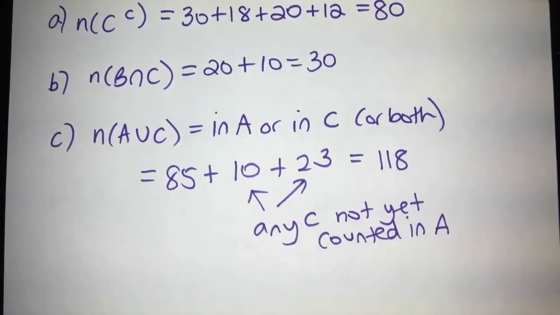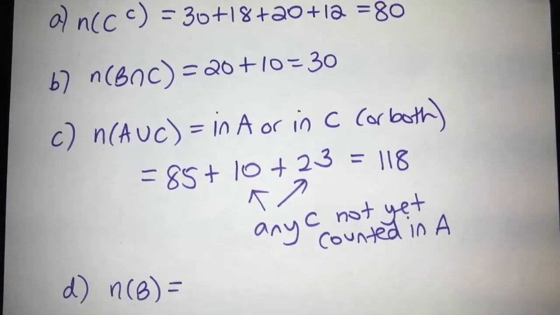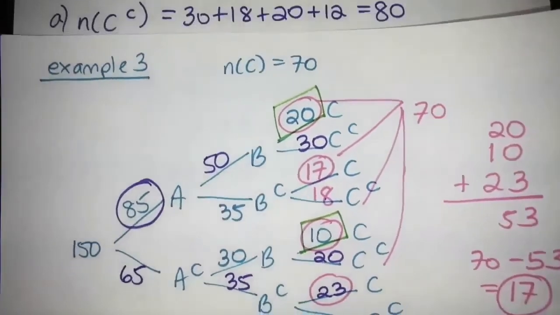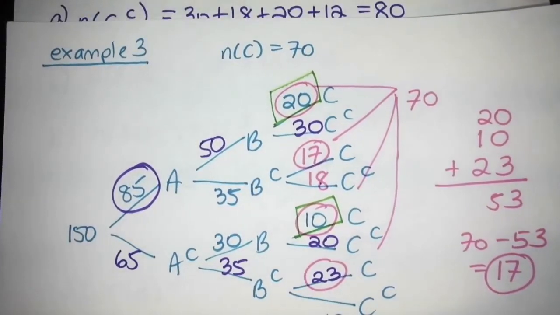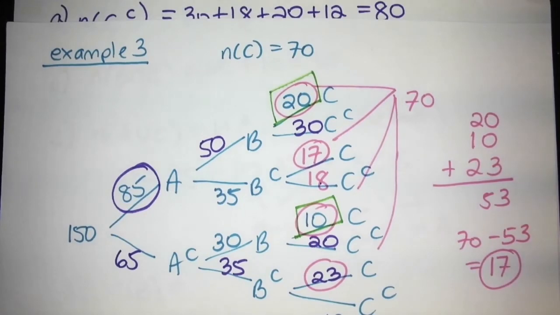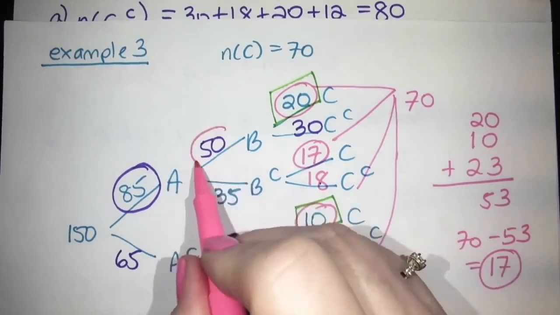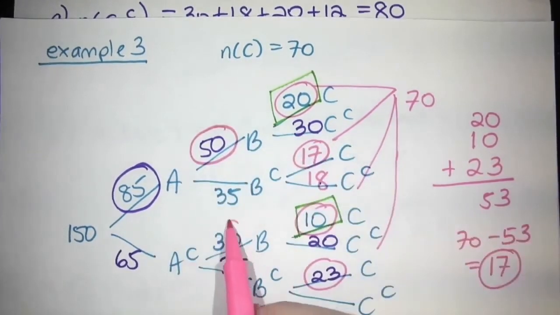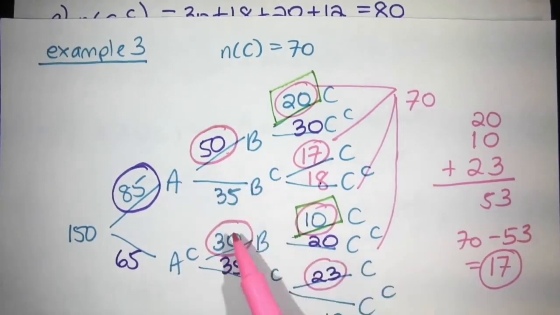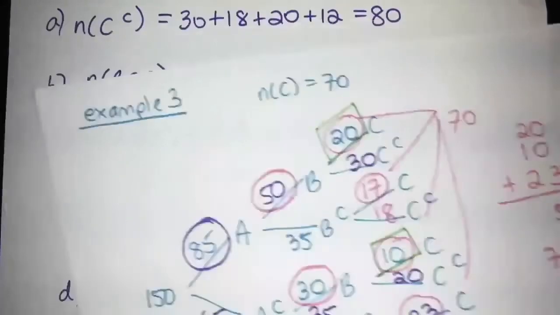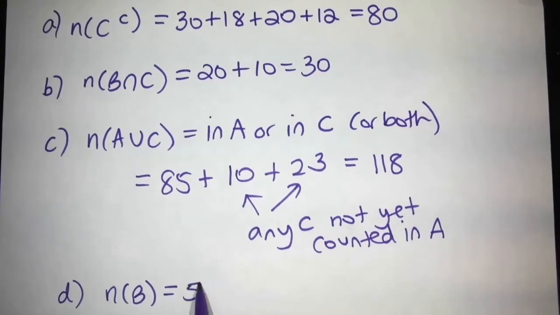Okay, so part D, I want you to find the number in B. Number in B. So look back at your tree, and where are the number in B? Where would I find that? Well, this is in A and B, but it's in B, and this is not A and B. Both of these make up what's in B. So we have 50 plus 30.